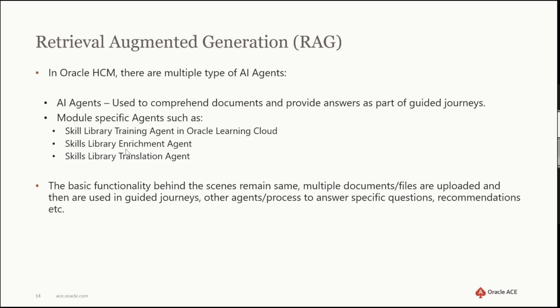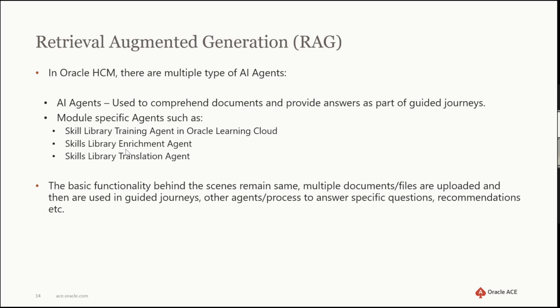So now in Oracle SCM, we have multiple types of AI agents. The common one is what we call the AI agent, to comprehend the documents and provide answers as part of a guided journey. So the example which we just discussed, right?